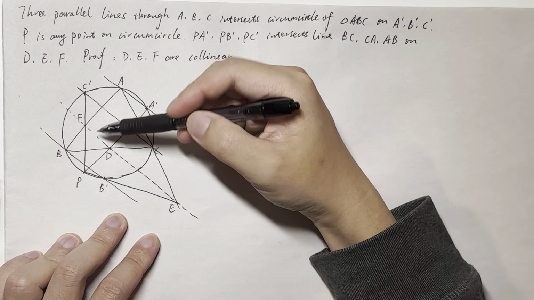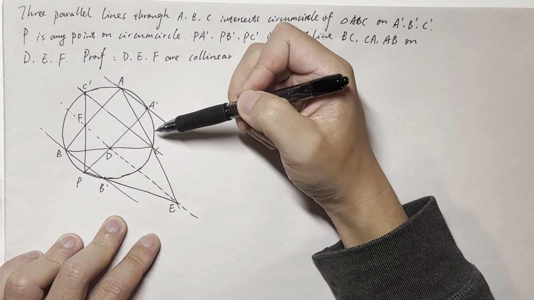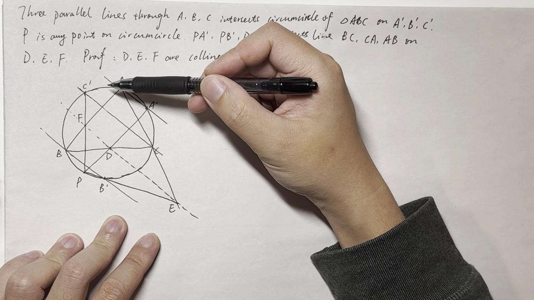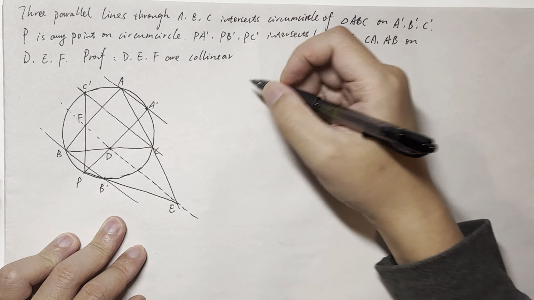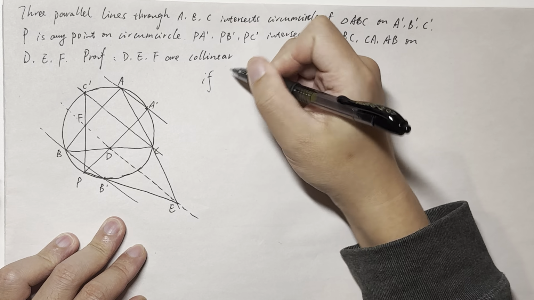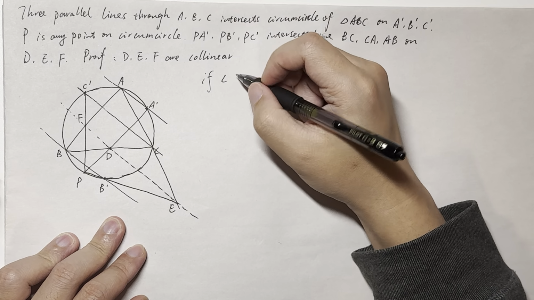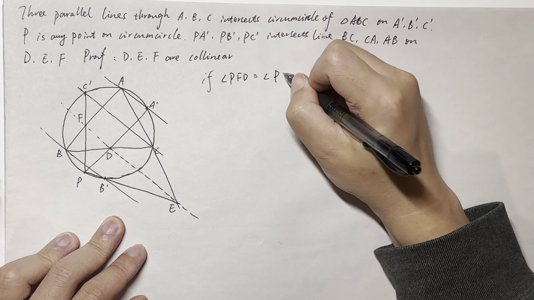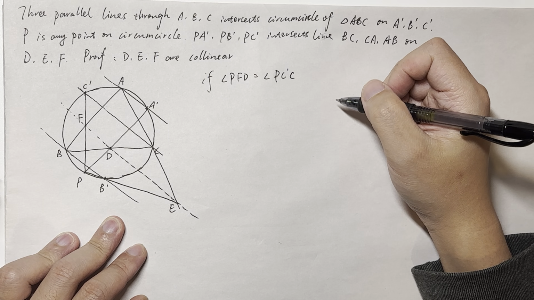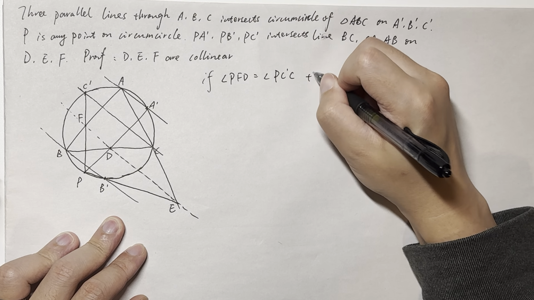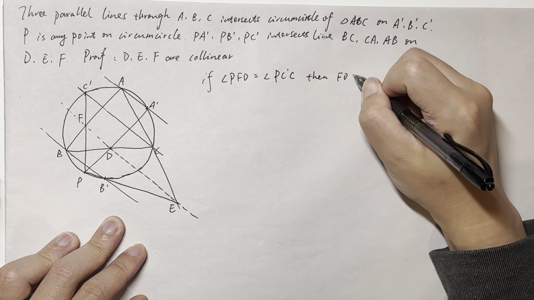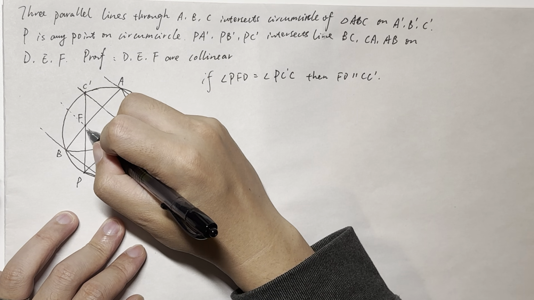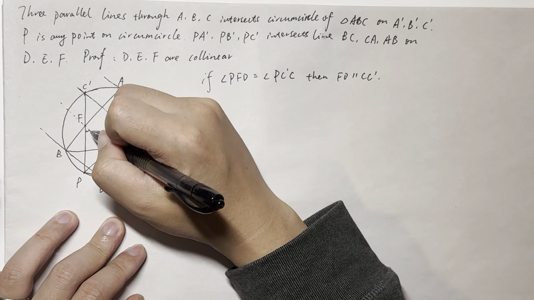Just think about PA', PC', and points D and F. If we want to prove FD is parallel to CC' or AA', we need to find some angle equation. If angle PFD equals angle PC'C, then FD is parallel to CC'. So we can try to prove that this angle equals this angle.